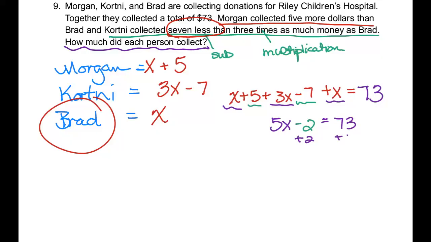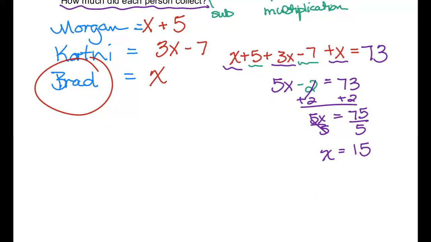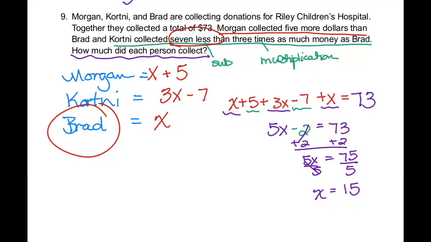Add 2, which gives you 5x is equal to 75. Divide by 5, divide by 5. And x is equal to 15. 15 what? Dollars. So the answer, Brad collected $15.